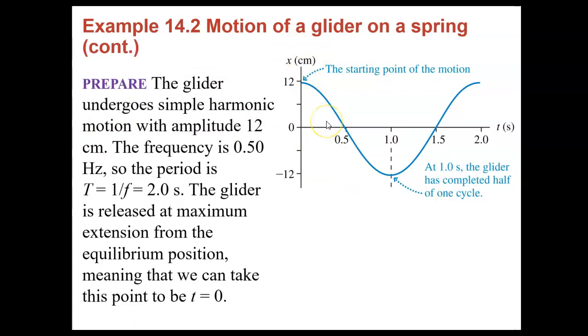All right. So the glider undergoes simple harmonic motion with an amplitude of 12 centimeters. The frequency is half a hertz, so the period is 1 over 1/2 hertz, or 2 seconds. The glider is released at maximum extension from the equilibrium position, meaning that we can take that point, the 12 centimeter point, to be time 0. And you could create a graph that looks like this.